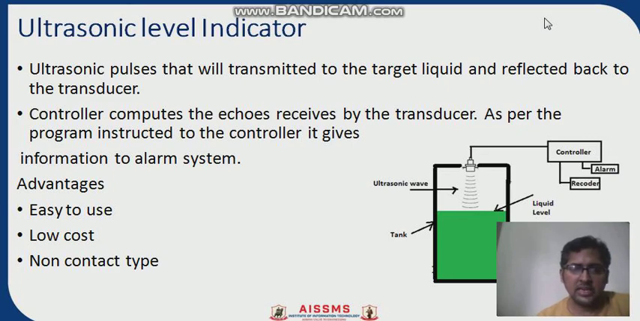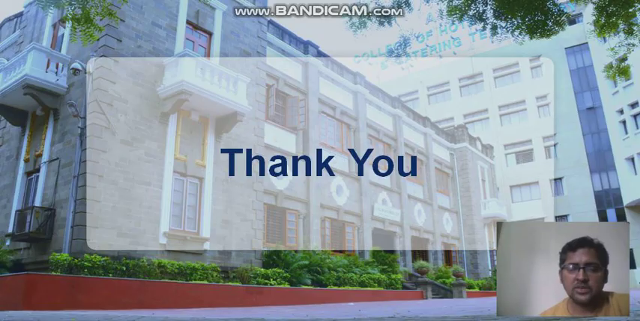Advantages of the ultrasonic level indicator: it is easy to use, low cost, and non-contact type. So these are some different types of level measurements.